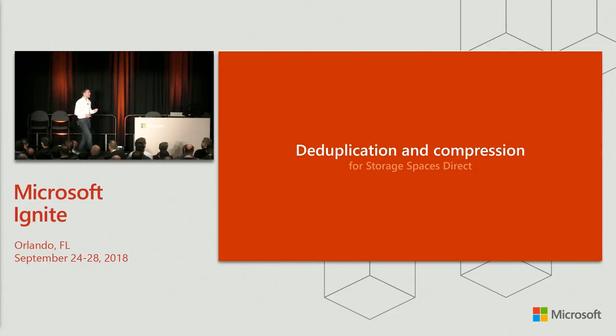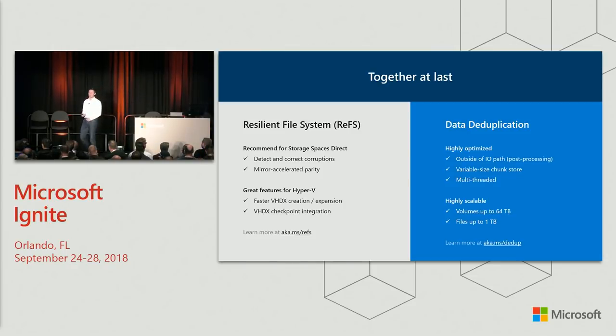And it's deduplication and compression. This has been one of the most requested features for Storage Spaces Direct, and we're so excited to be able to deliver it in Windows Server 2019. Previously, deduplication and compression was not available with the ReFS file system, which was the recommended file system for Storage Spaces Direct. Finally, you can bring them both together and use them both with Storage Spaces Direct.